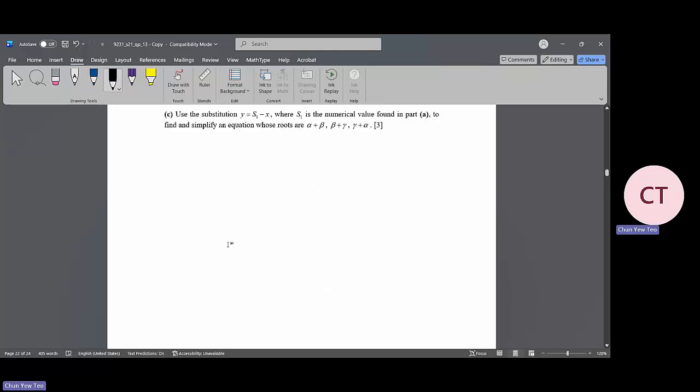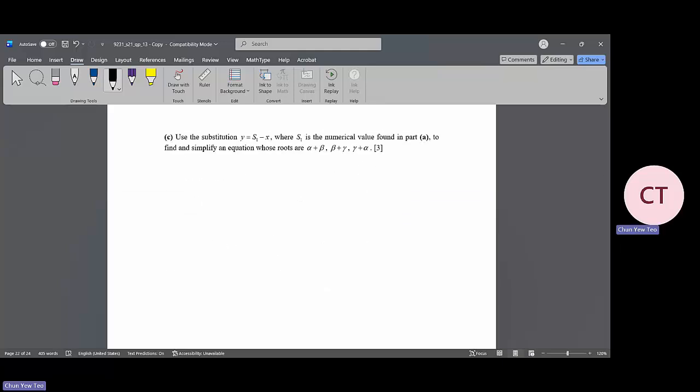Now we move on to 2B part 3, using the substitution. So your y is equal to S1. S1 is 2 just now. So it will give you x is equal to 2 minus y. So from the equation 2x cubed minus 4x squared plus 3 equal to 0, change all your x to become 2 minus y.